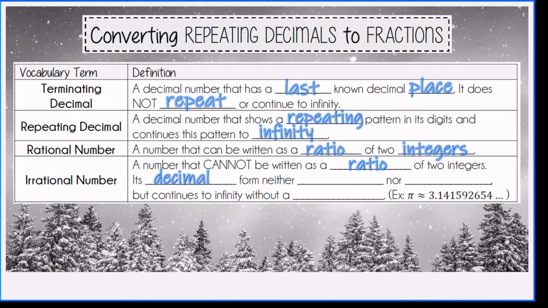Its decimal form neither repeats nor terminates. So meaning it's going to go on forever. It does not repeat. It does not terminate, but continues to infinity without a pattern. The world's most famous one that you all are aware of is pi, and that's what you see sitting here in this example. There are going to be other ones, and you're going to deal with some other ones, but for now, memorize pi.